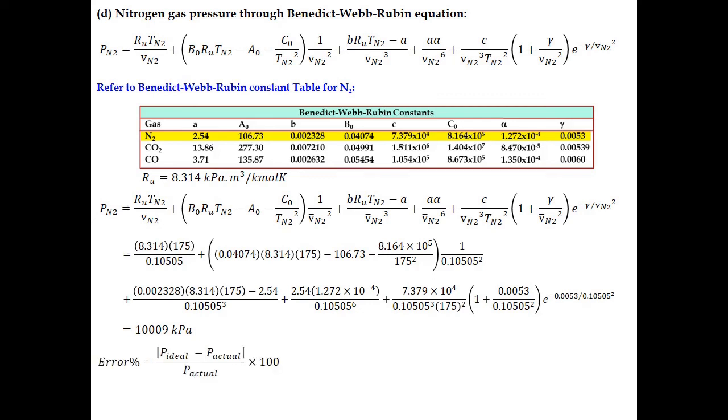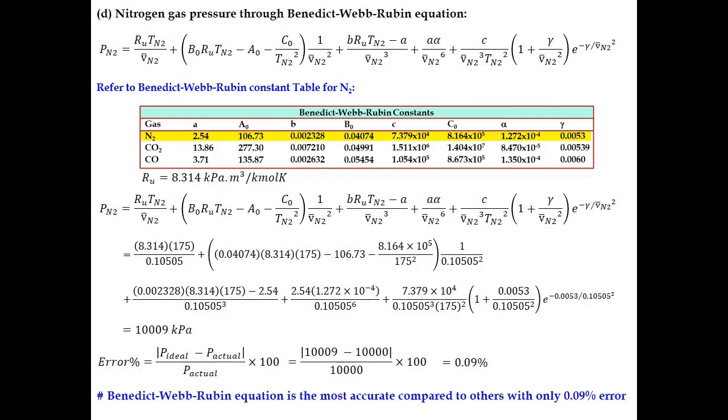Calculate the error percentage. So we'll get 0.09%, which means this Benedict-Webb-Rubin equation is more accurate compared to the Beattie-Bridgeman equation. So the Benedict-Webb-Rubin equation is the most accurate compared to the others, with only 0.09% error if you compare with the actual pressure obtained through the experiment.